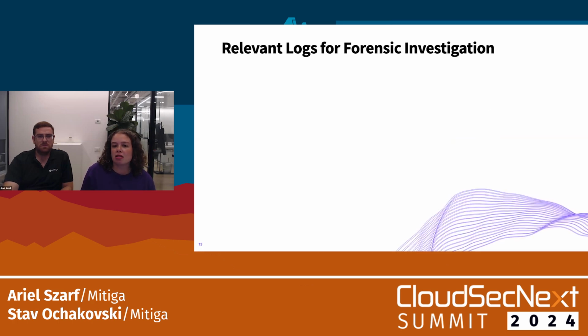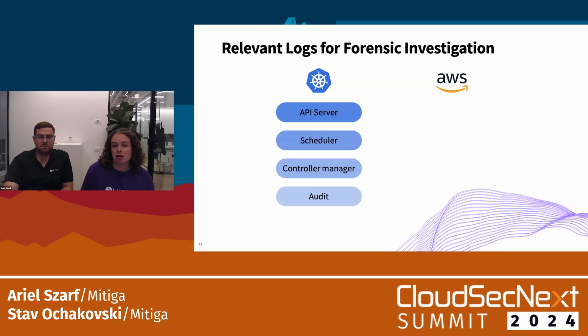Now that we've set the stage, let's dive into one of the most crucial aspects of performing a cyber investigation: the logs. Generally, the logs are divided into two groups. We have the Kubernetes ecosystem logs and the cloud provider logs, which in our case is AWS. In the Kubernetes ecosystem, we have several log streams that are relevant for a cyber investigation.